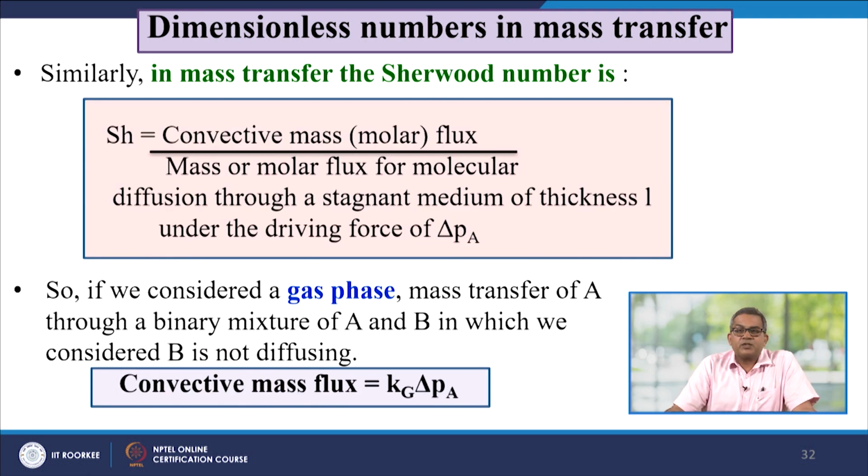Similarly, the mass transfer Sherwood number is the convective mass or molar flux over the mass or molar flux at molecular diffusion through a stagnant medium of thickness L under the driving force of delta PA. So if we consider the gas phase mass transfer of A through the binary mixture of A and B, in which B is not diffusing, the convective mass transfer flux can be represented as Kg delta PA.